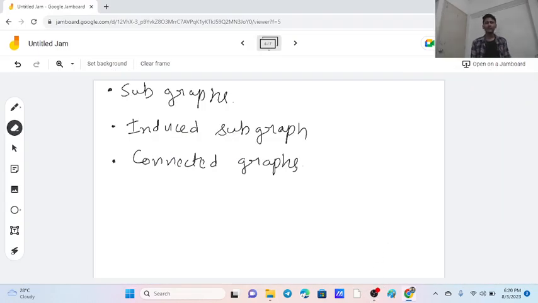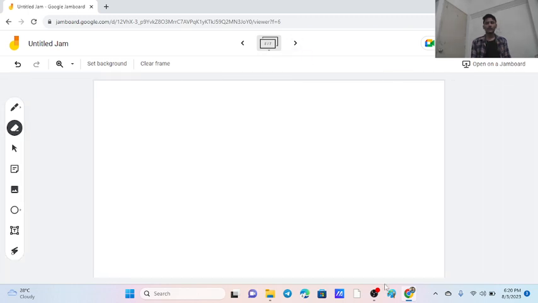This is our lecture number 4 in which we are going to cover subgraphs, induced subgraphs and connected graphs. Okay, so let's start with the definition of subgraph.